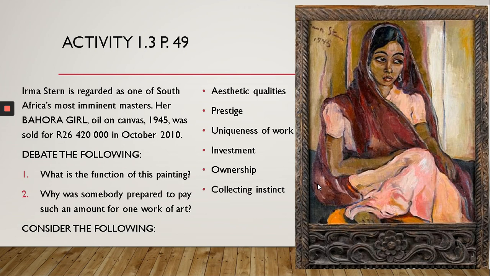Why was somebody prepared to pay 26,420,000 rand in October 2010? Why do you think it was so important that they paid that amount of money? And think about the aesthetic qualities, the prestige, the uniqueness of the work, the investment, the ownership, and the collecting instinct.